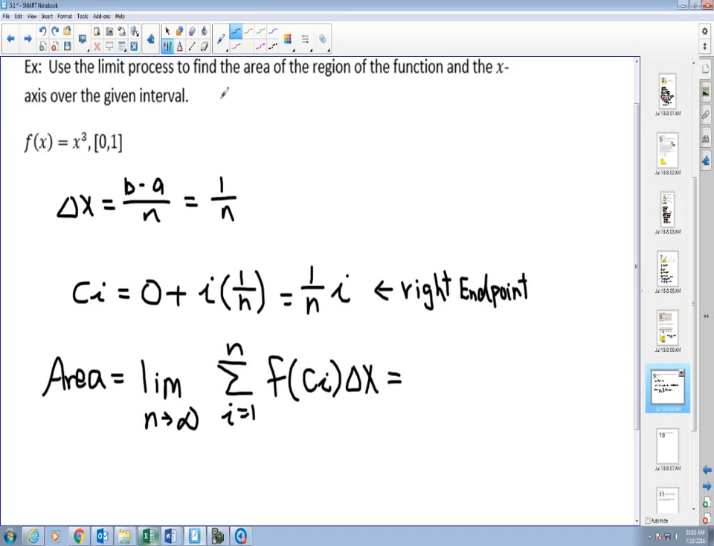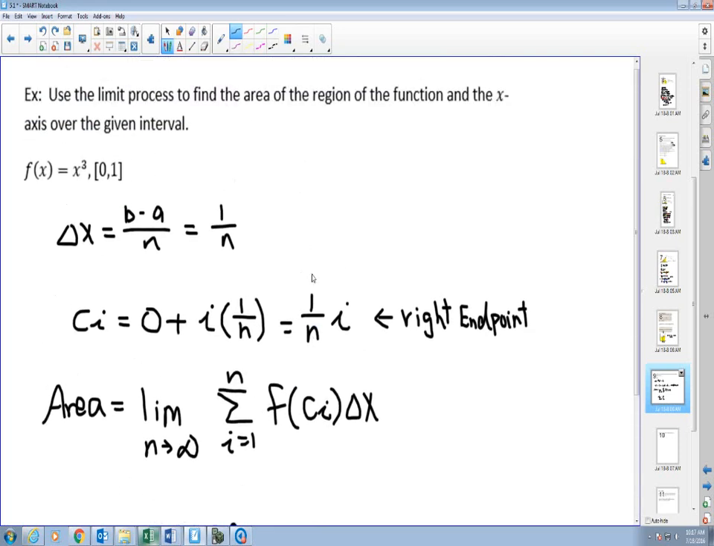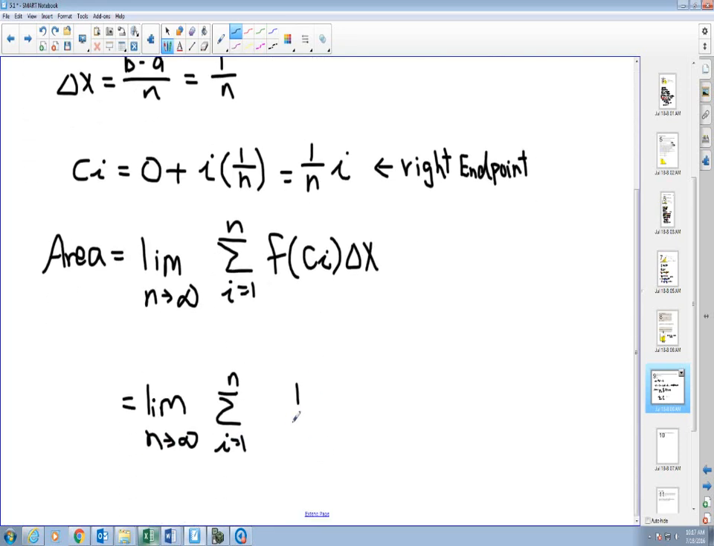Alright, so let's write it out. There's going to be the limit as n goes to infinity of the sum from 1 through n. I'm going to plug this in: f of c sub i, where c sub i is i over n. I'm going to put that into my function, x to the third, so that will give me i over n to the third power times my width, which is 1 over n.